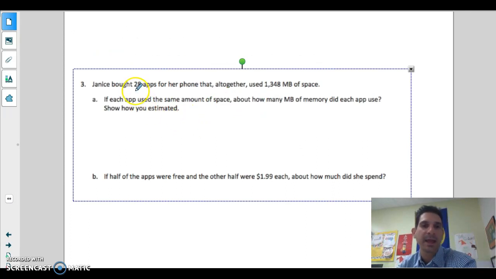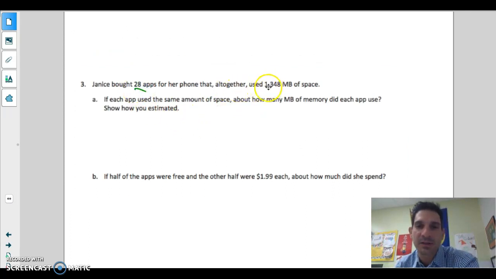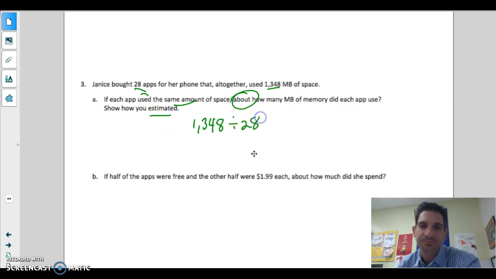Janice bought 28 apps for a phone. Altogether, they used 1,348 megabytes of space. If each app used the same amount of space, about how many megabytes of memory did each app use? Show your estimate. So what I'm going to do is I'm going to do 1,348 divided by 28. And I'm going to round 28 to 30.